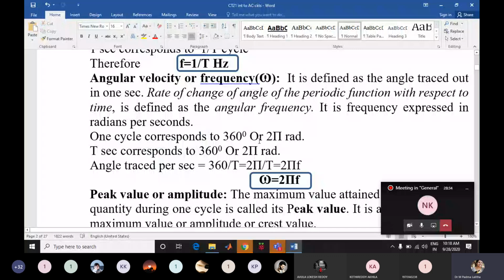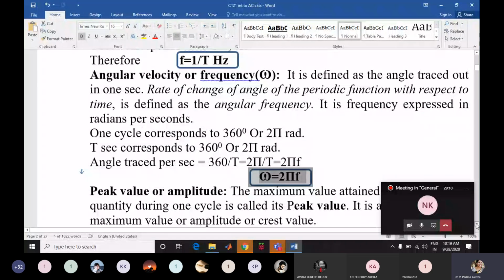So what is the angle traced per 1 second? 360 by 2, or 2 pi by 2. But we already know 1 by 2 is the frequency f. So you can write this as 2 pi f. The angle traced in 1 second is the angular velocity. So the expression for the angular velocity is omega equals 2 pi f, radians per second.